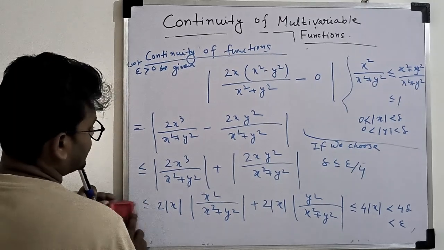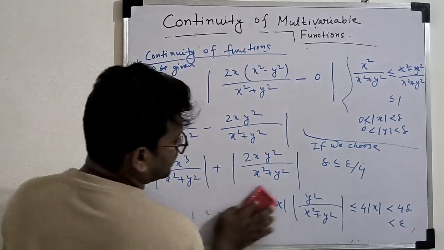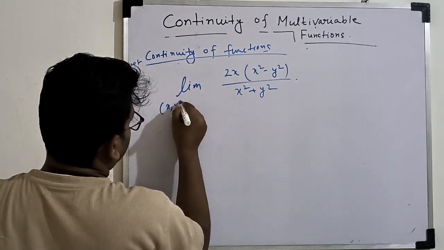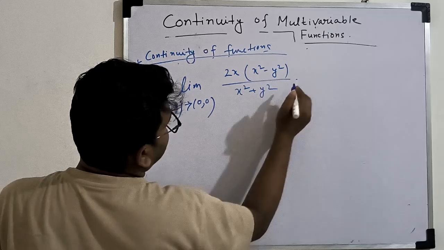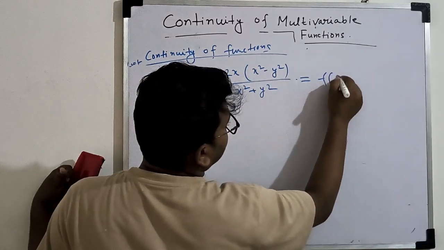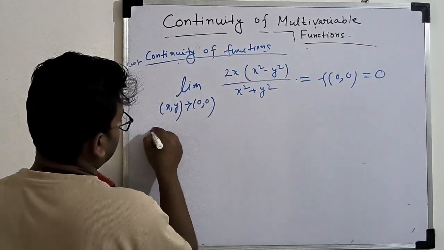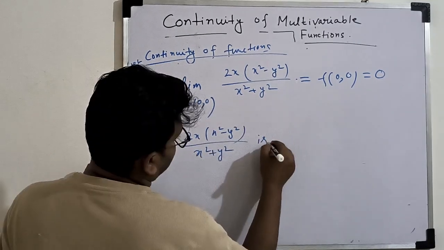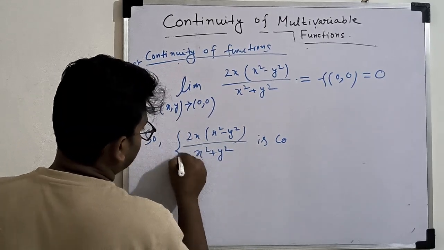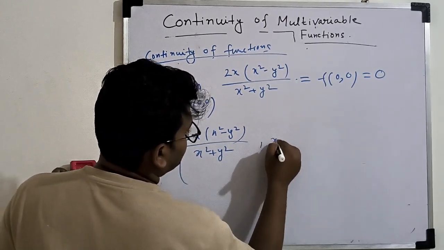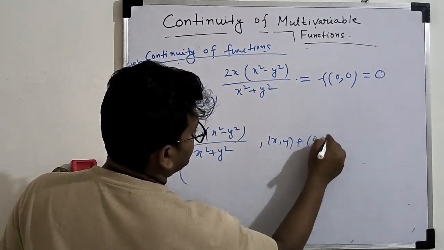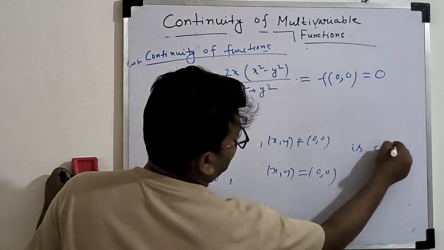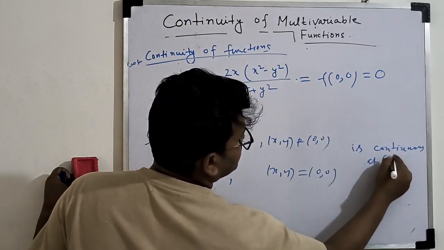So from this we can write that the limit as (x,y) tends to (0,0) of this function equals f(0,0), which is 0. So this function, equal to the given expression divided by x²+y² when (x,y) is not equal to (0,0), and 0 when (x,y) equals (0,0), is continuous at (0,0).